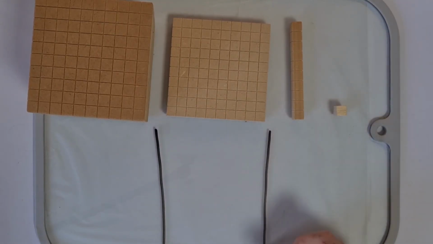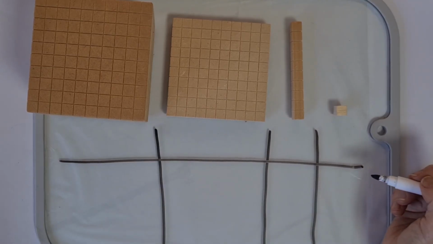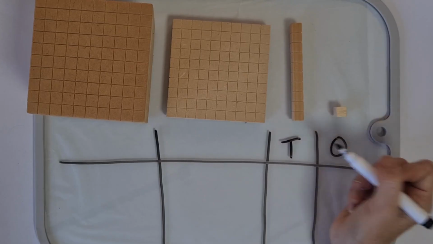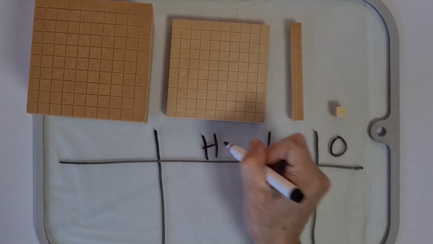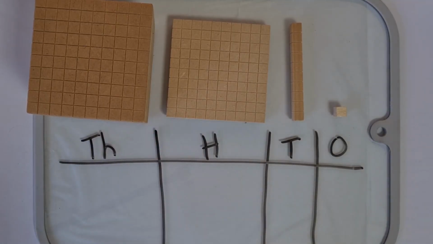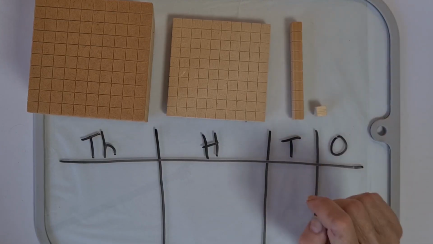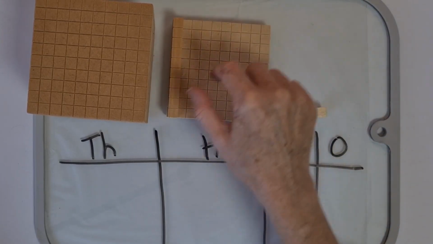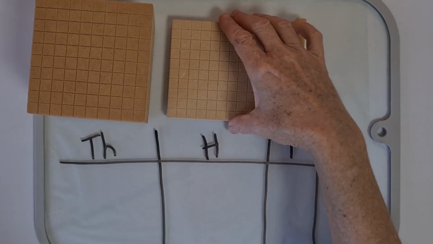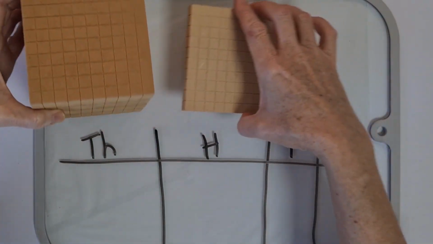Now, base 10 blocks are based on our place value chart, which you might remember from last year. We have ones, we have tens, we have hundreds, and we have thousands. 10 ones make up a 10, and 10 tens make up 100, and 10 hundreds will make up 1,000.